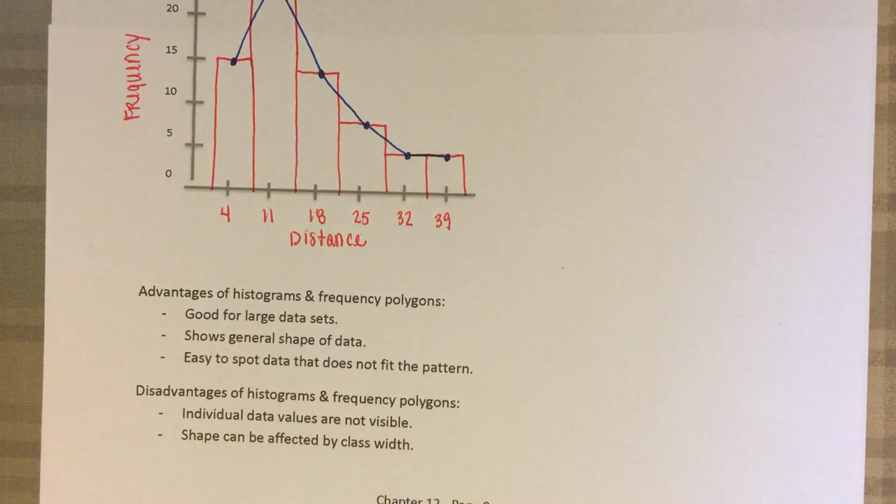The disadvantages of histograms and polygons: individual data values are not visible. In this particular case, we don't know all of our individual data values from this data set. We were just given information about these 70 employees in our different classes. So we lose a little bit of the individual data values. The other possible downfall for histograms or polygons is that if we change our class width, our shape could be affected. So that's why we don't necessarily want too many classes or too few classes. We want a nice range that's going to be a good representative shape.